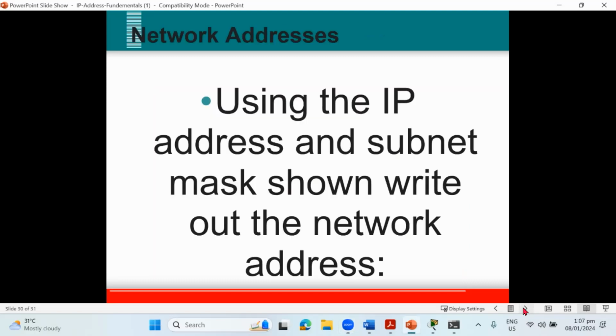So, dito naman, hanapin natin yung network address and host address. Instruction sa paghahanap: using the IP address and subnet mask shown, write out the network address. Write out, ibig sabihin, hanapin natin. So, paano natin nahanapin yung network address? Straight method tayo.